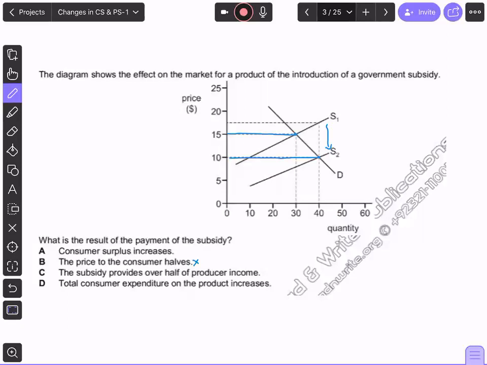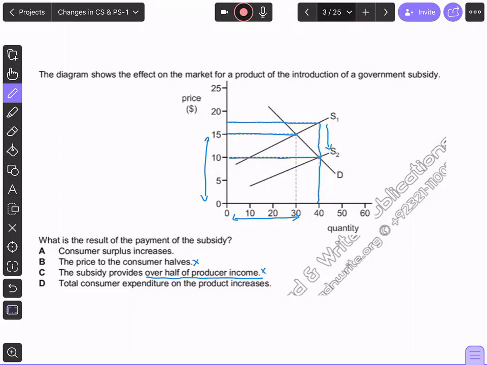Anyway, the subsidy provides over half of the producer's income. Producer की income पहले थी 15 multiplied by 30. सही है, अब क्या हो रहा है? Now it is subsidy के बाद this whole area is the producer income. So the producer income is increasing. सही है, and it is not being provided half by the government. And D, total consumer expenditure of the product increases.